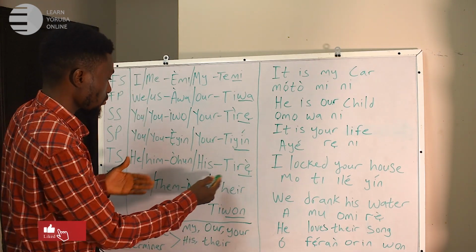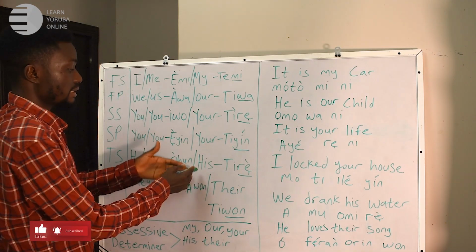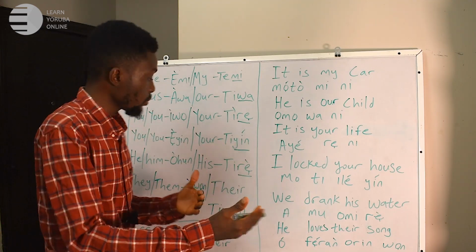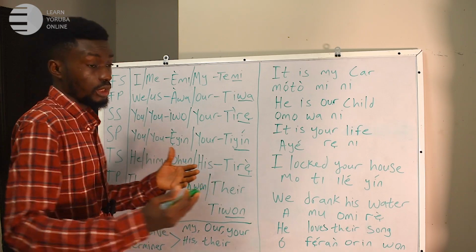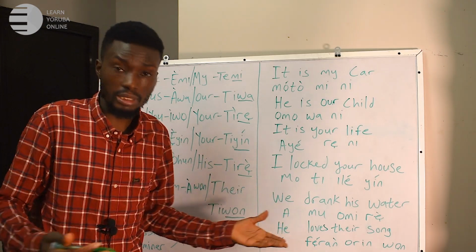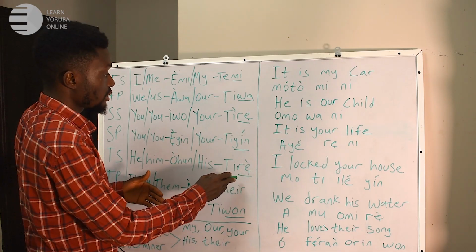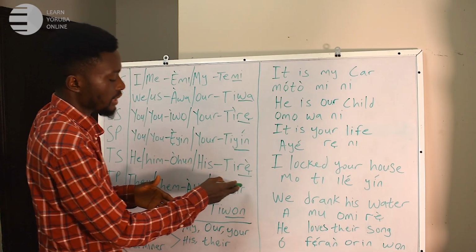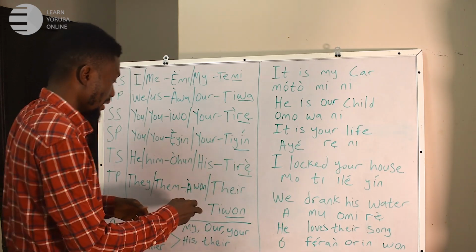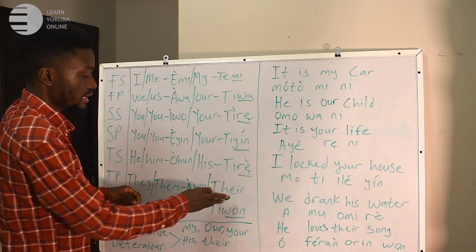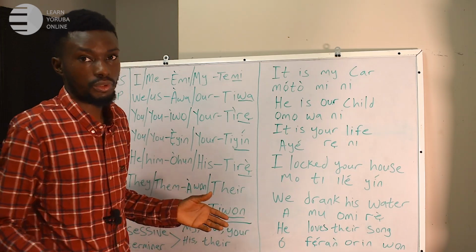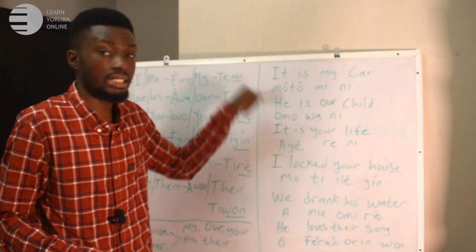With tire, which is third person singular, when you are referring to someone else who is not present with you, the person you are showing the ownership of is the possessive determiner. So it is tire, and then re is what we use when you are showing possession. And we have their, which is tiwon, and then wọn is what you will use. So these are the examples that I show.